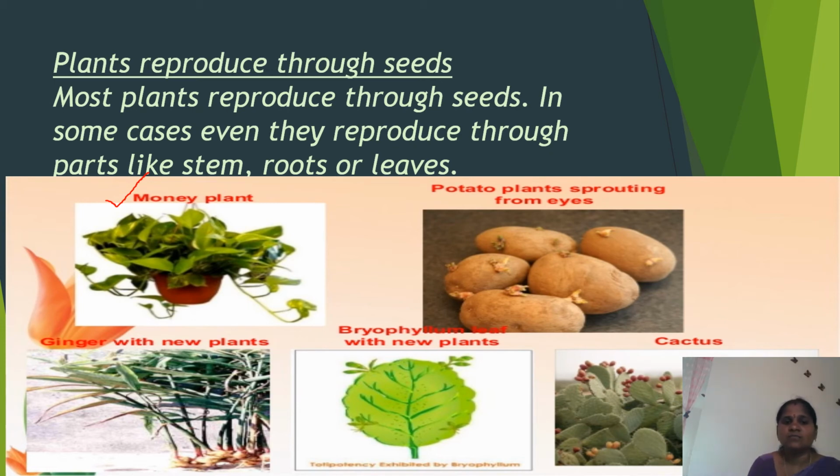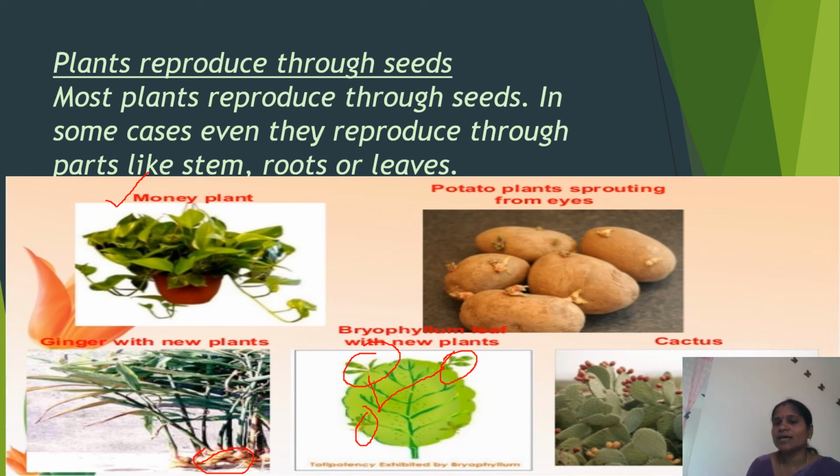Let's see the ginger. How is the ginger growing? Is ginger a root or stem or any other part? Ginger is a stem. So it will reproduce through the stem. Even sugarcane also reproduces through the stem. It doesn't have any flowers and seeds. See, this is a bryophyllum leaf. This plant will reproduce through the leaf. Observe that. Small leaves we can observe on this leaf. So it will reproduce like that.